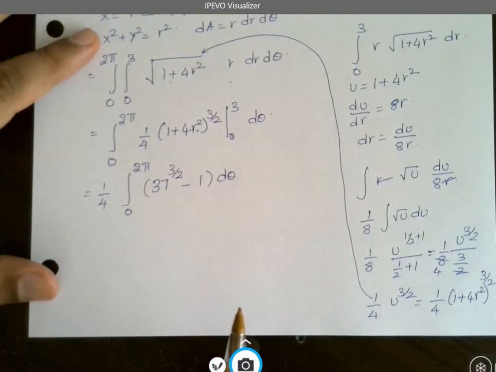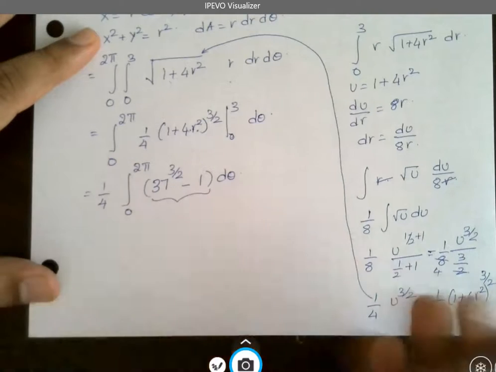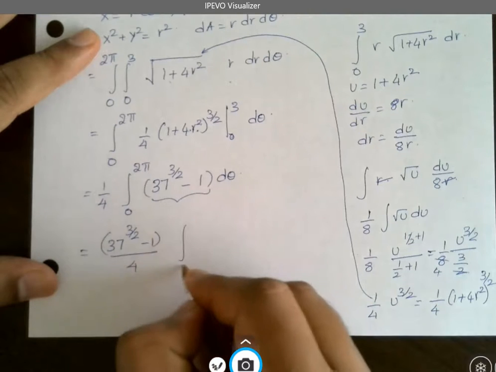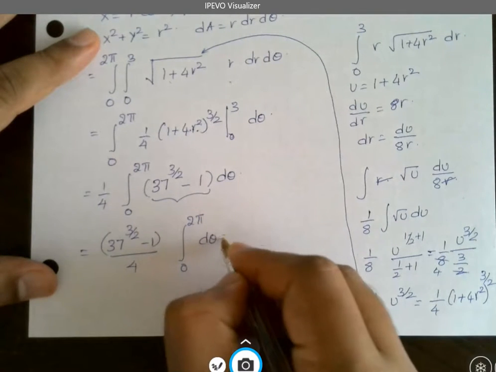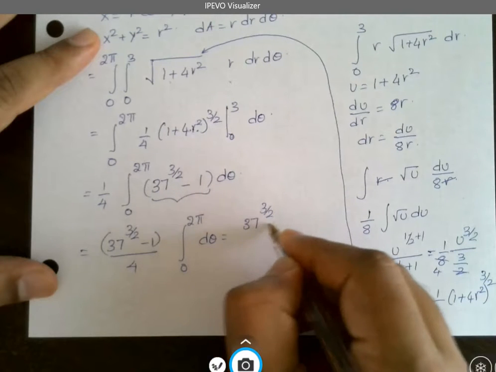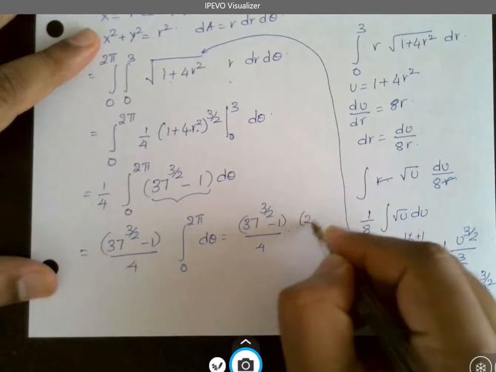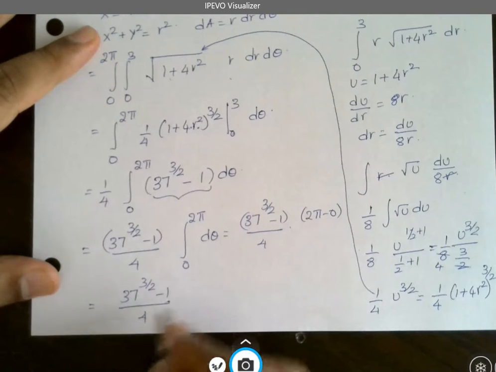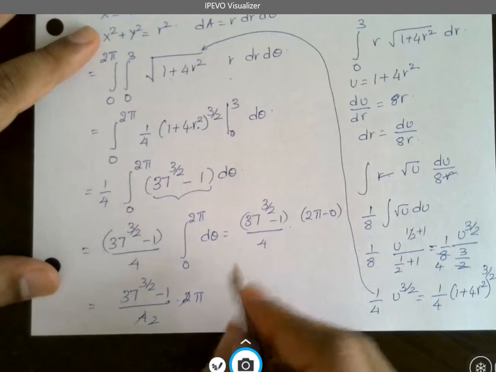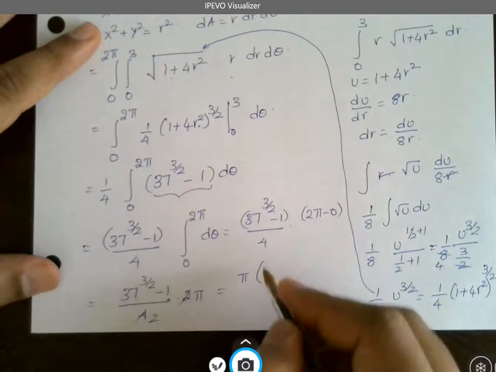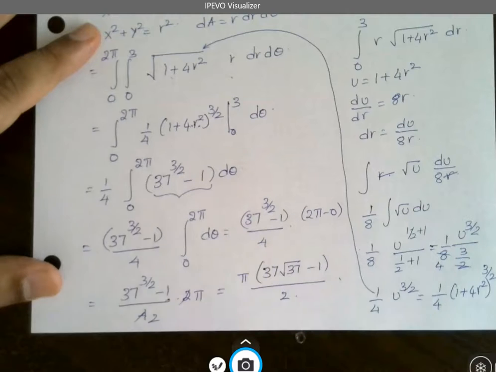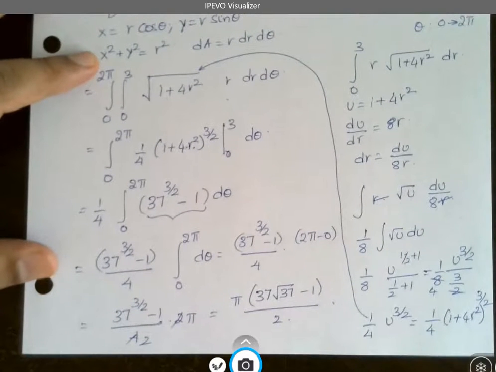Upon integrating, this whole thing is a constant, so you can pull it out. So you get (37 to the 3/2 minus 1) divided by 4, times the integral from 0 to 2 pi of d theta. That's (37 to the 3/2 minus 1) divided by 4 times 2 pi minus 0. The 4 cancels with the 2 pi, so this gives you pi times (37 times square root of 37 minus 1) all over 2. So that's how you find the surface area for this paraboloid that lies under the plane z equals 9.